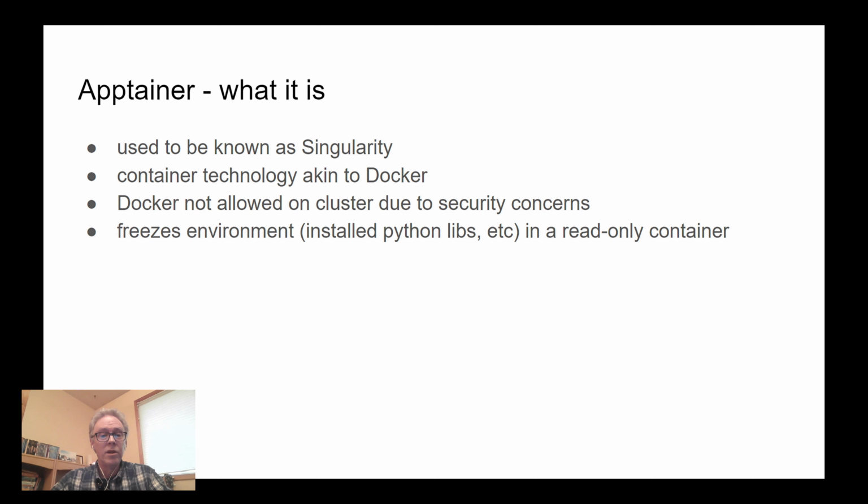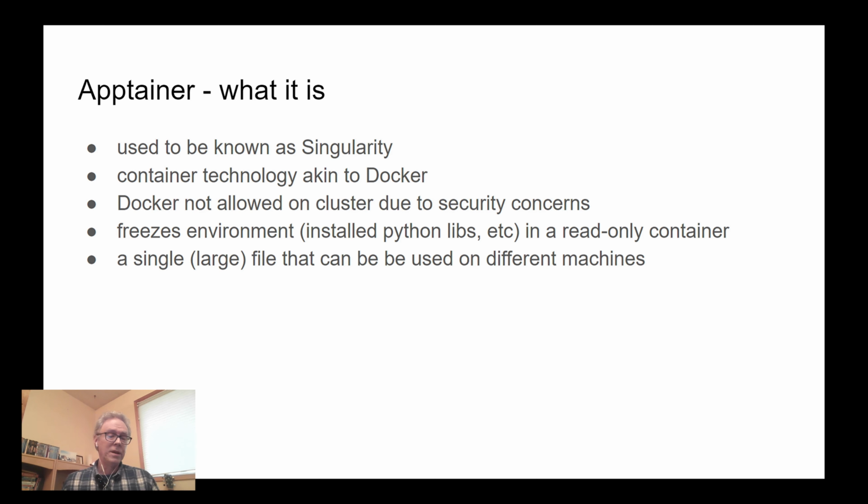And so Apptainer lets you build something that freezes the environment in a read-only container. They install Python libraries and everything else. And it becomes a single file that can be passed around and used on different machines. It is pretty big. In our project, it was like 10 to 12 gigabytes. So it can take a while to pass it around if you're working from home. But it really is a solid way to make sure that everybody's running the same code.